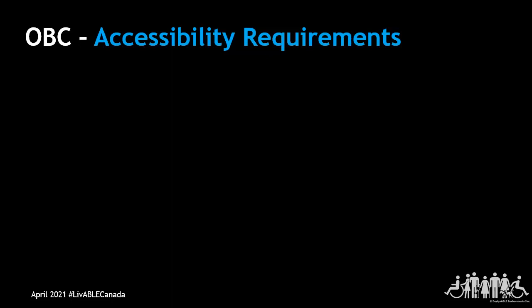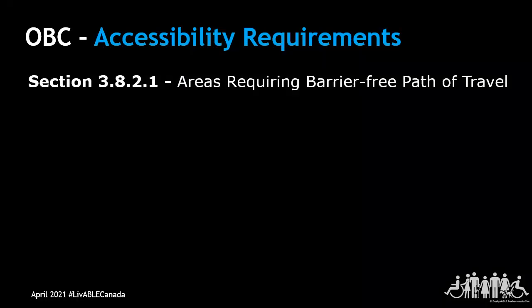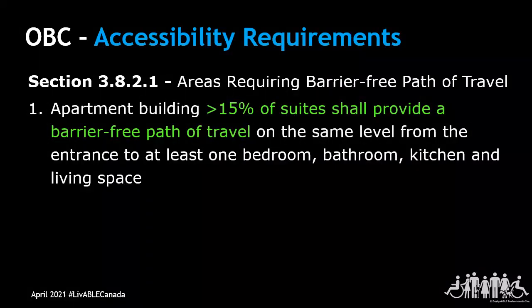In the Ontario Building Code, we see some important changes to housing. Although it specifically exempts most types of housing, it does have requirements for apartments, which could include apartments and condominiums as a part of the legal definition. So apartment buildings are required to have at least 15% of the suites provide a barrier-free path of travel on the same level from the entrance to at least 1 bedroom, a bathroom, a kitchen, and a living space. Now notice that doesn't say it has to be accessible, but just that you have to have a barrier-free path of travel to each of those elements.